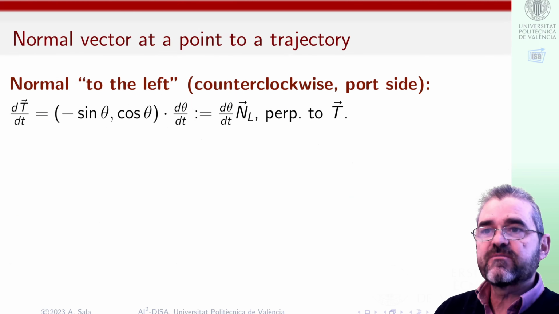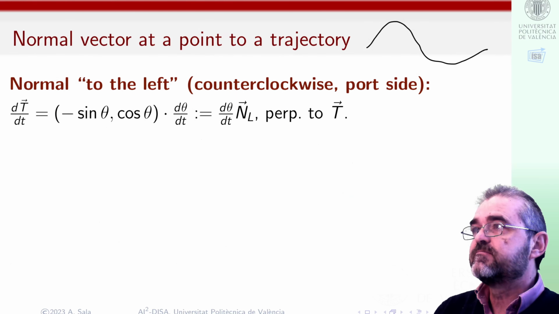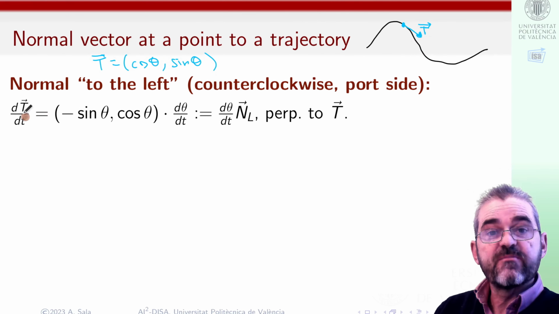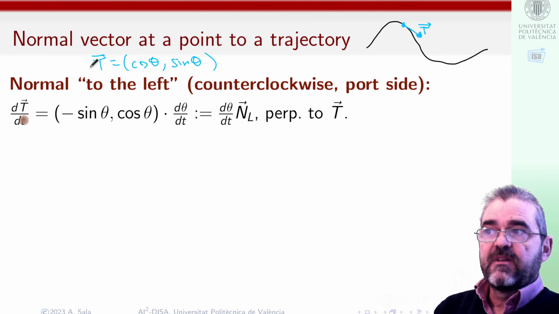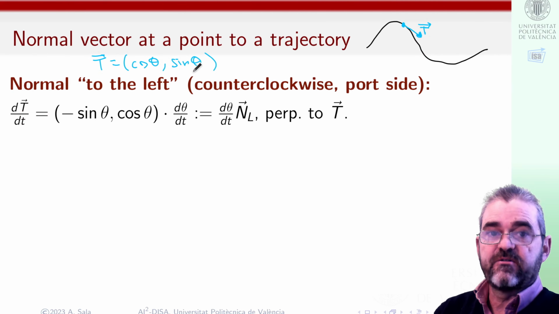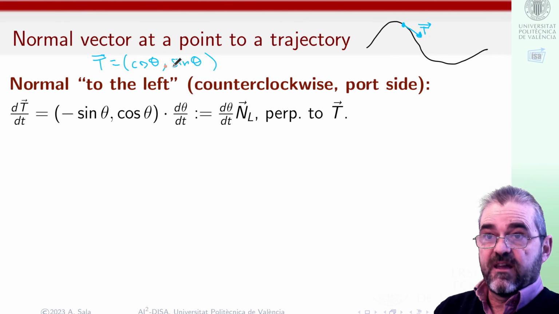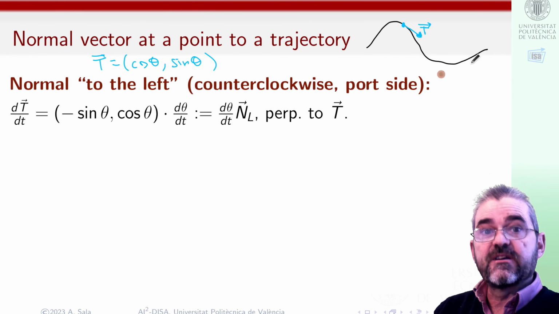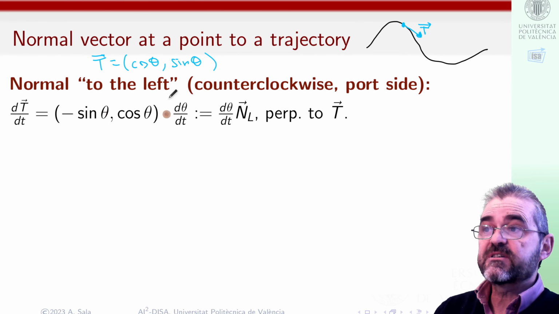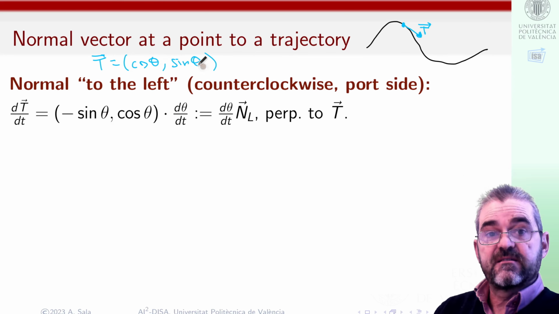Good. Once we have the tangent vector, we will define the normal vector. Our first definition: this will be the trajectory and the tangent vector. Then we will compute the time derivative of the tangent vector. If the tangent vector is cosine and sine of the given angle, to be a unit vector, then if the angle changes with time, because of course the orientation changes with time, we will apply the chain rule and say that the time derivative of the tangent vector will be minus sine, comma, cosine, times the derivative of theta.